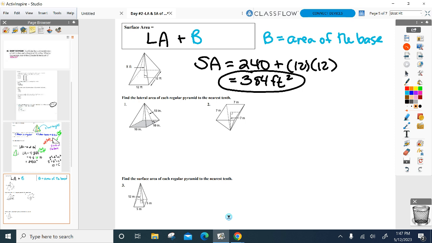Let's see if we can handle this now. Numbers are going to be flying out of the generator. Find the lateral area to the nearest 10. Sometimes that'll be needed, sometimes it won't be.